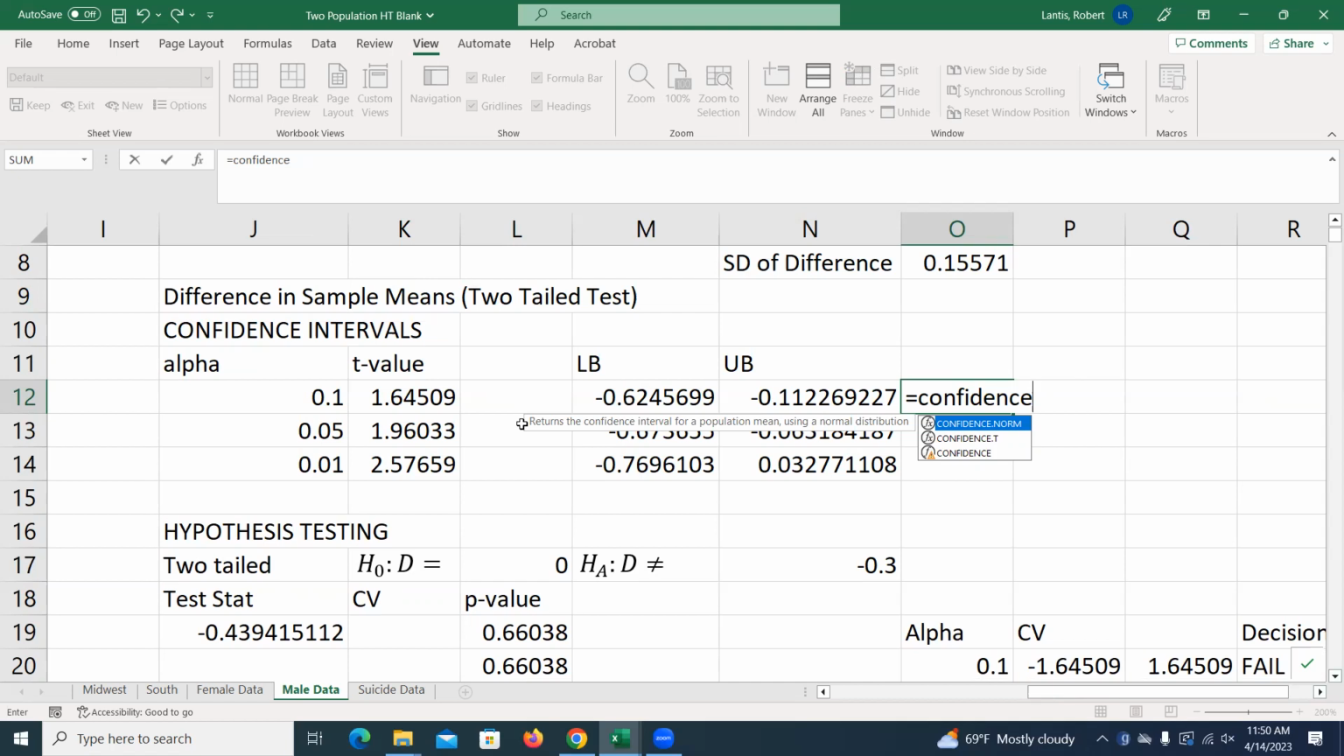So we'll do a matched pairs example in Excel on Monday. We'll then transition to the last topic, which is linear regression. Okay?